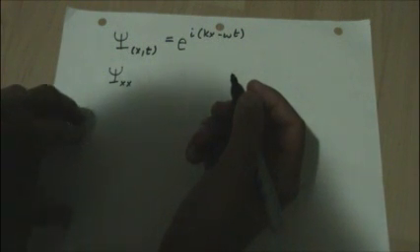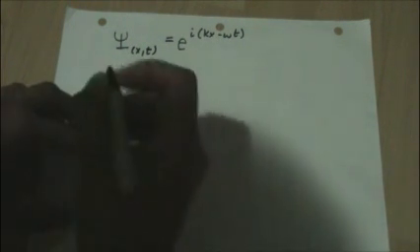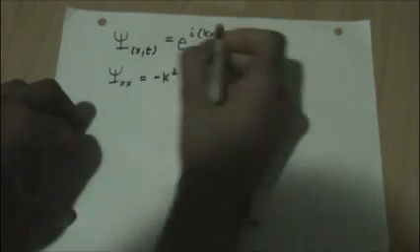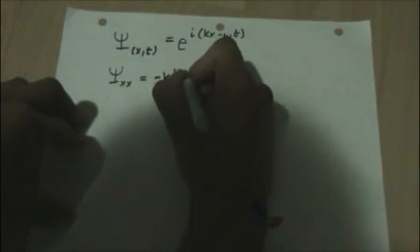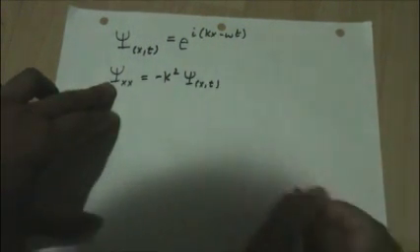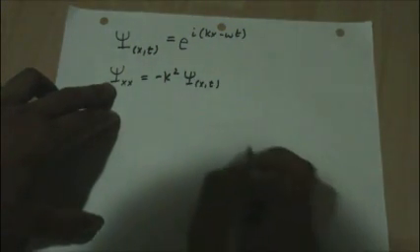So psi sub xx is pretty much d squared psi over dx squared. If you don't want to do the math, you can just trust me on this one: negative k squared, and then you get the same thing back, psi of x comma t. And similarly, that's the second derivative with respect to space, and we're going to take the second derivative with respect to time.